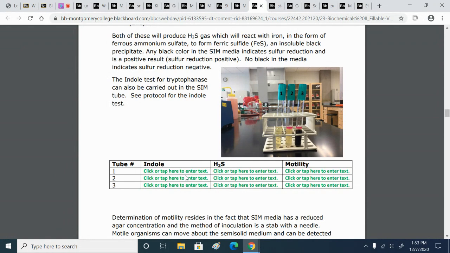So hydrogen sulfide is a gas, and we have an agar deep. The agar contains iron. Iron reacts with hydrogen sulfide to make iron sulfide, FeS, and that forms a black precipitate. So if the tube turns black, that's positive for hydrogen sulfide because iron sulfide has been produced in the tube. We can also put Kovacs on top and do an indole test.